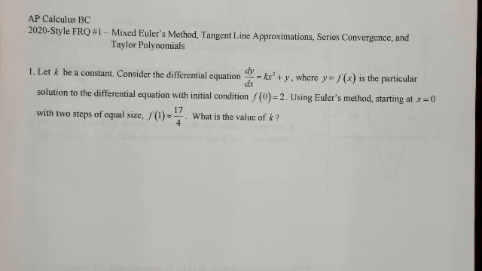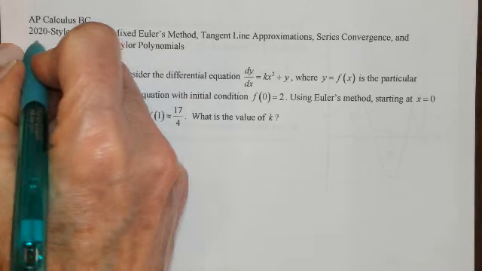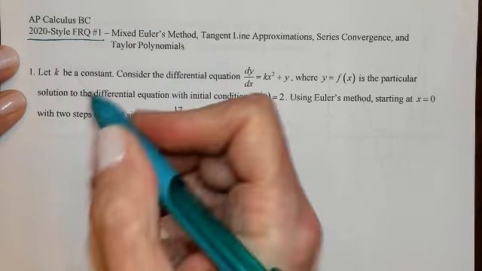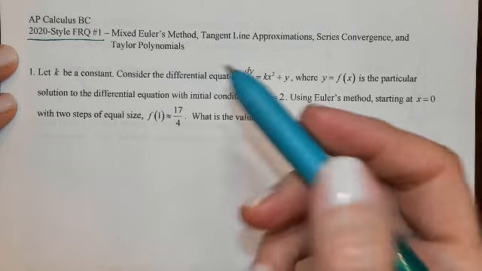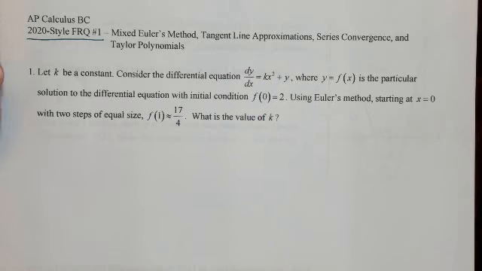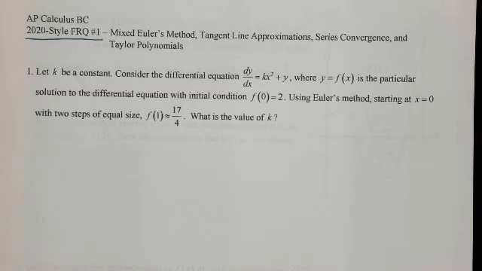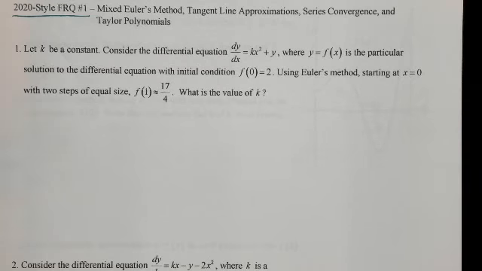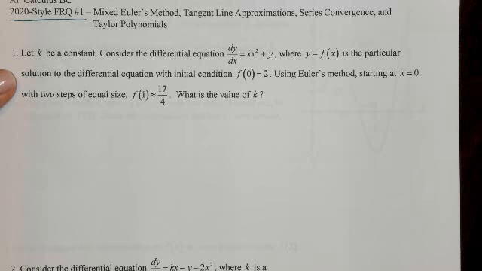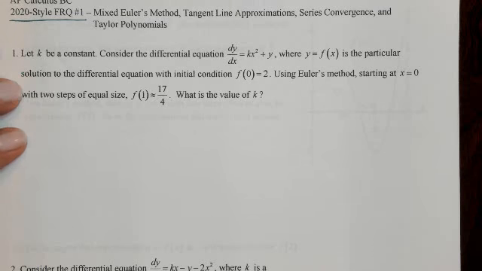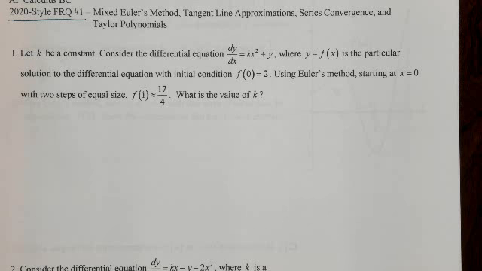In this video, we're going to go over the solutions for the 2020 Style FRQ number 1. And this has mixed problems, a lot of Euler's method, tangent line approximations, series convergence, and Taylor polynomials, but it also has some other things thrown in there as well. For this first problem, it's just not an FRQ, it's just a single question, just to kind of get us thinking about how they might ask us an Euler's method problem without being just a little bit more conceptual about it, not as direct as we usually have found these to be.